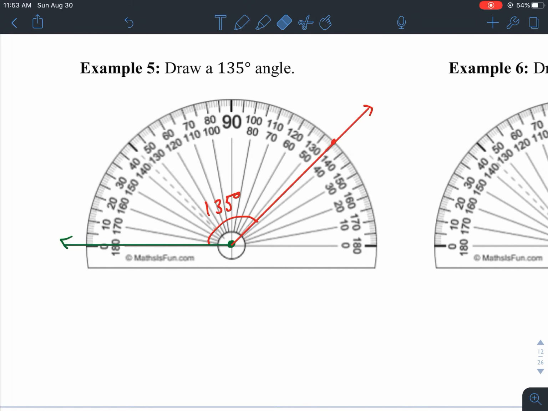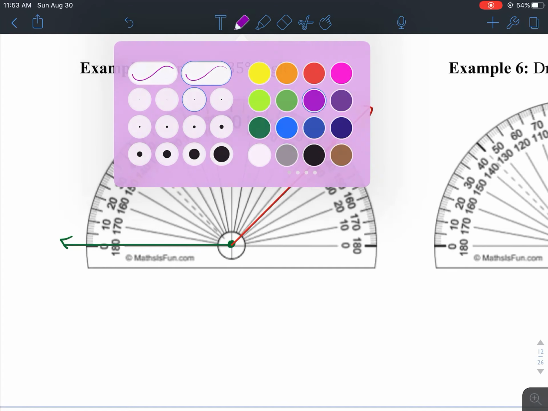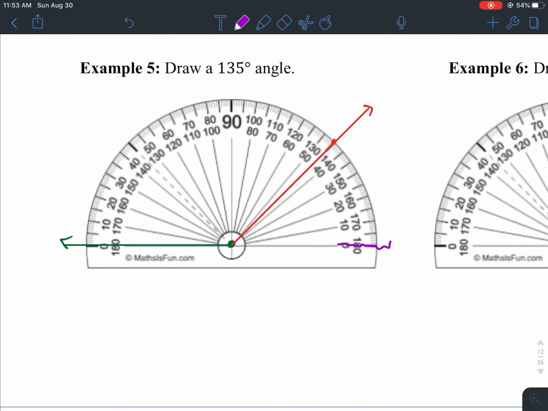Now you could have done it the other way, and it's fine. Not a big issue if you do it the other way. Let's say your ray down here lines up at 0. Using the bottom set of numbers, 135 is over here. So this would have been your 135 degree angle. It does not matter.